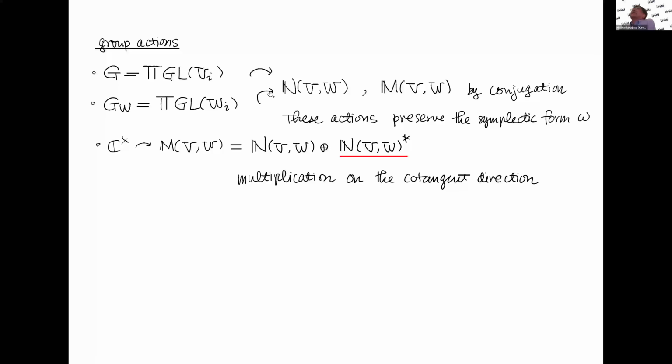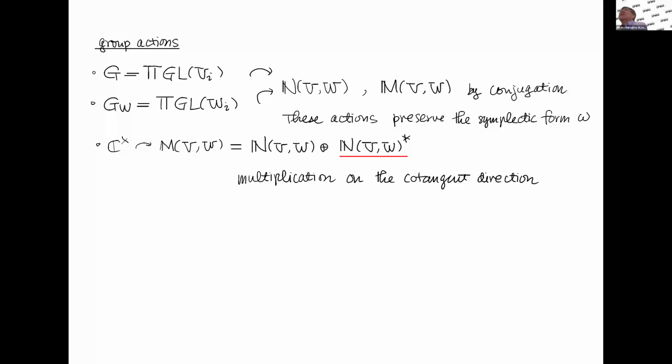And these actions, because they are induced from the action on N_VW, preserve the symplectic form. And there's also a C-star action on M_VW, which scales the cotangent direction. So I decompose M into N plus N star, and I only scale the cotangent direction. So this is a C-star action, but because of this definition, it scales the symplectic form by weight 1. So we have an action preserving the symplectic form, and we have another action which scales the symplectic form.